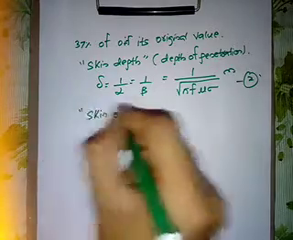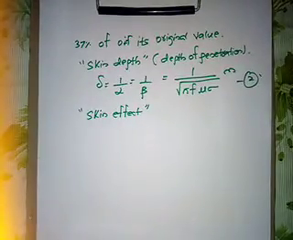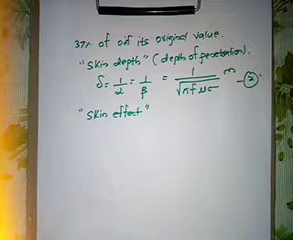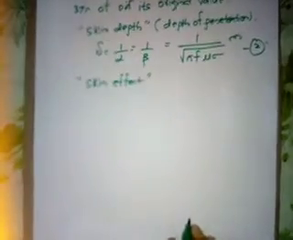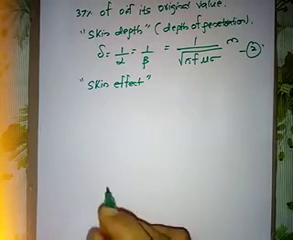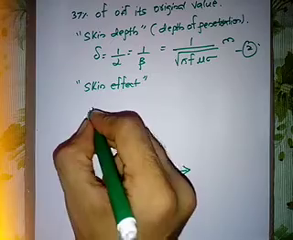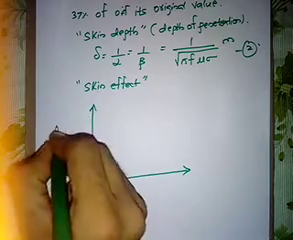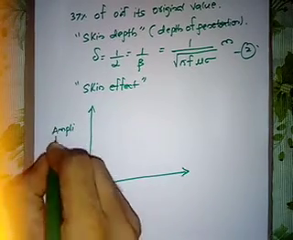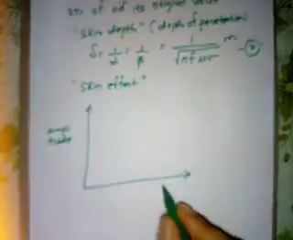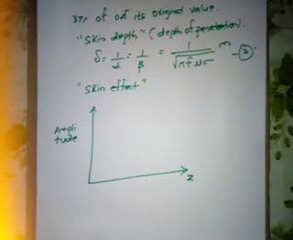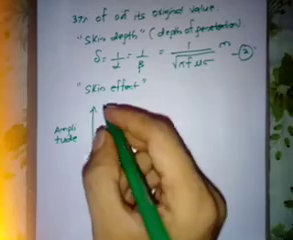Fine, students. Now let us plot the graph of the amplitude versus the distance z. So if you plot the graph of the amplitude versus the distance z, this is our amplitude, and this is our distance z. Okay, so how will the graph look here?